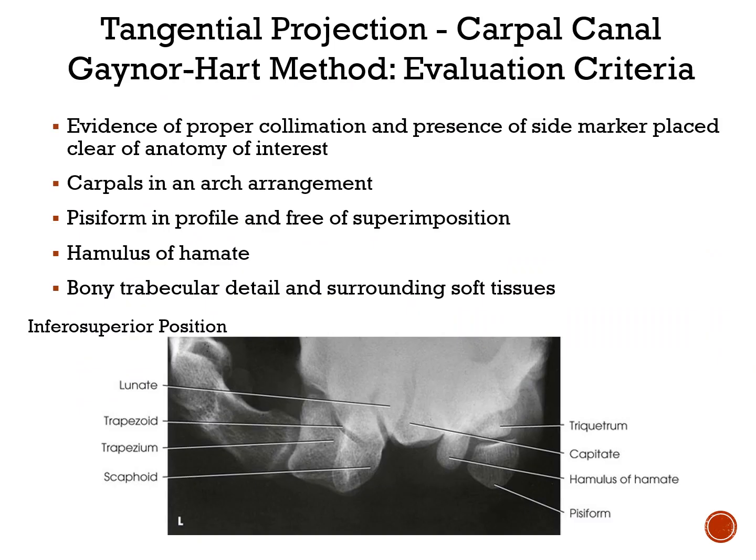So let's take a look. And here we go. So we're able to see there's that pisiform that we were just talking about, completely desuperimposed, and there's the hamulus of the hamate that we spoke about. Here's the scaphoid, the trapezium, the trapezoid, and the lunate. Those are superimposed, however. But we're looking at the canal. The carpals are in an arch arrangement, and we're able to see surrounding soft tissues.